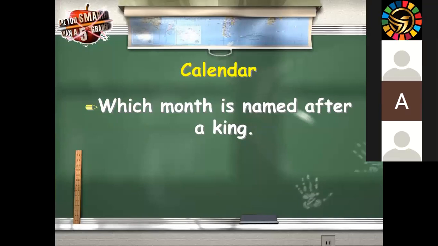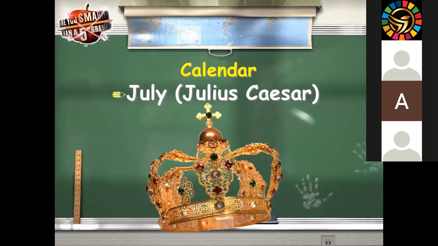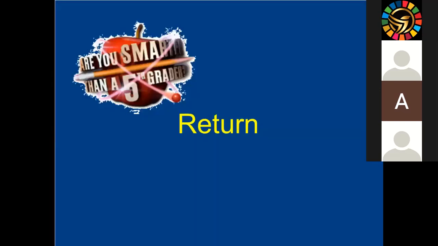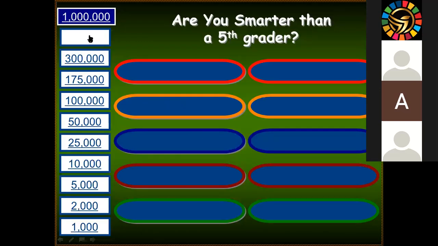Okay, which king? October? No, it's not October. August. I like your answer. August is named after Augustus. July. July is named after Julius Caesar. Both answers are acceptable. Brilliant. And I think you reached your goal. Because you did great, I'll give you a bonus question.